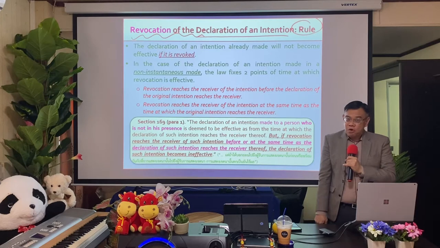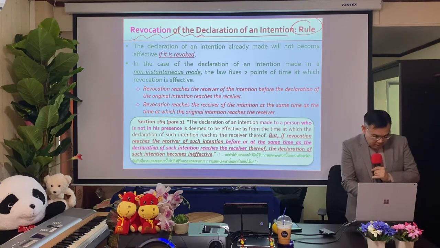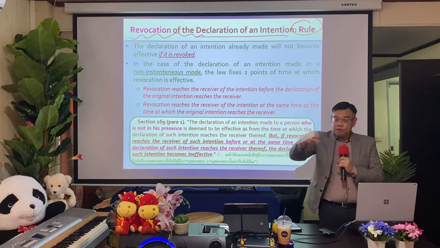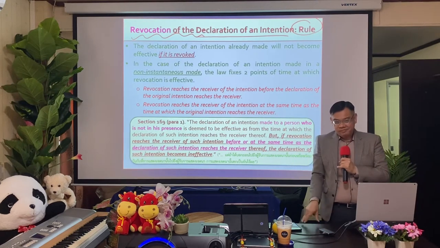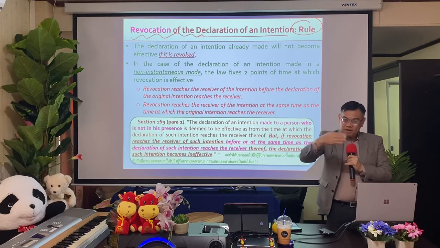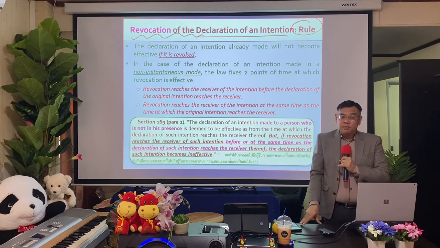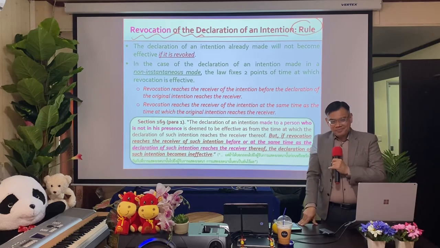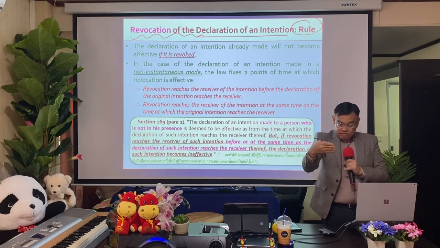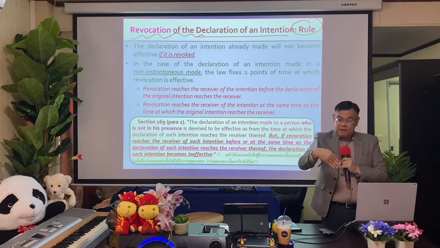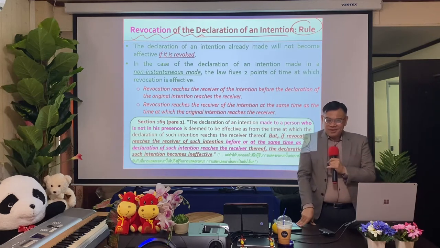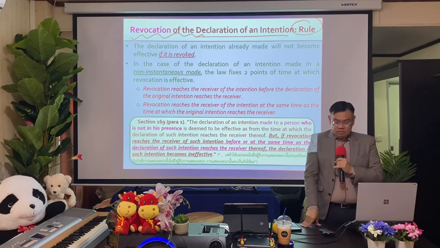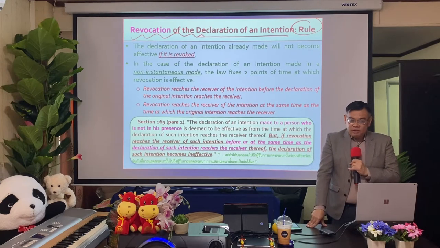Normally, when we revoke the declaration of an intention, it is the case of a non-intended communication. Because when A and B are in each other's presence, or in a position to have immediate feedback as if they were in each other's presence, once A declares any intention to B, A can revoke the declaration of the intention right away.